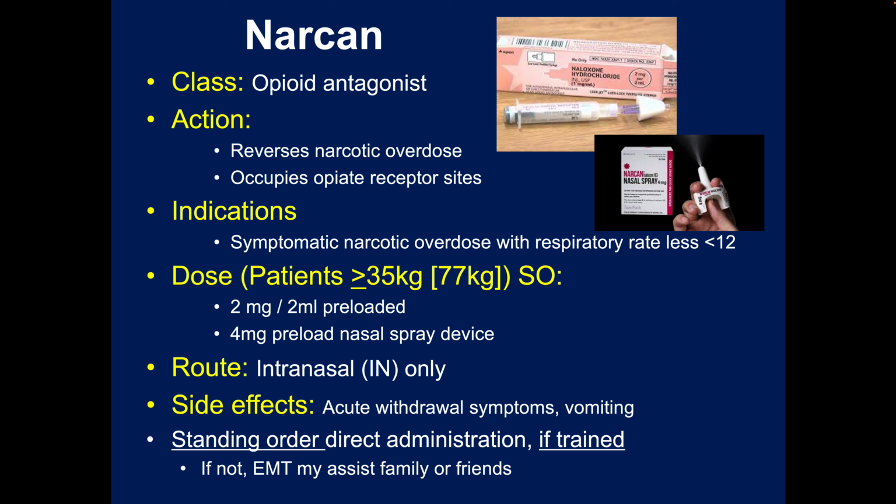Now, again, this is also weight-based as well. So if this person weighs equal to or greater than 35 kilograms, or around 77 pounds, it's a standing order. Either the 2 milligram version, the one above you there, the salmon colored one, or the 4 milligram preload, which is the red and white box with the little nasal sprayer thing. More than likely, as an EMT working on an ambulance or fire truck, you're probably going to have the upper one there, that naloxone box up there.